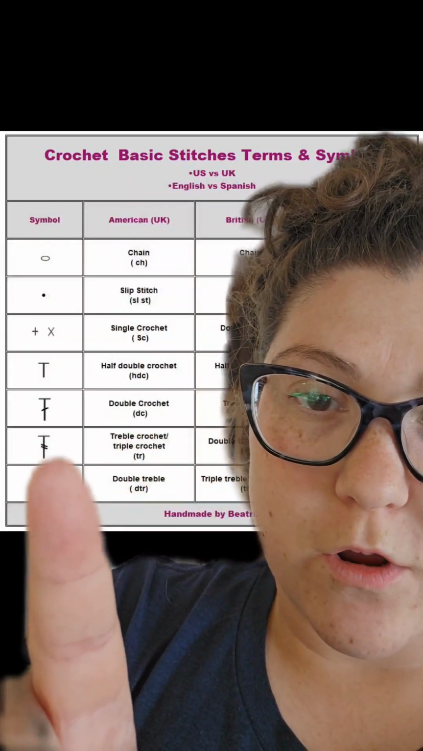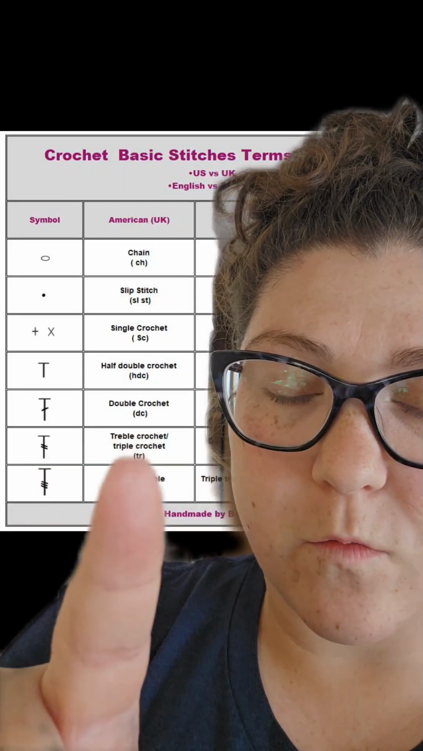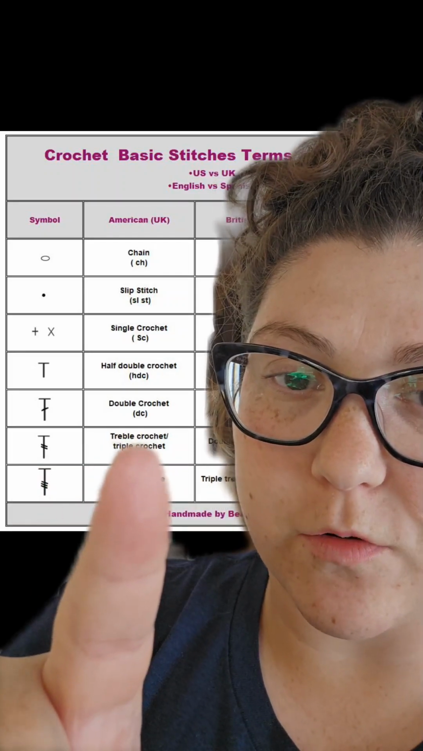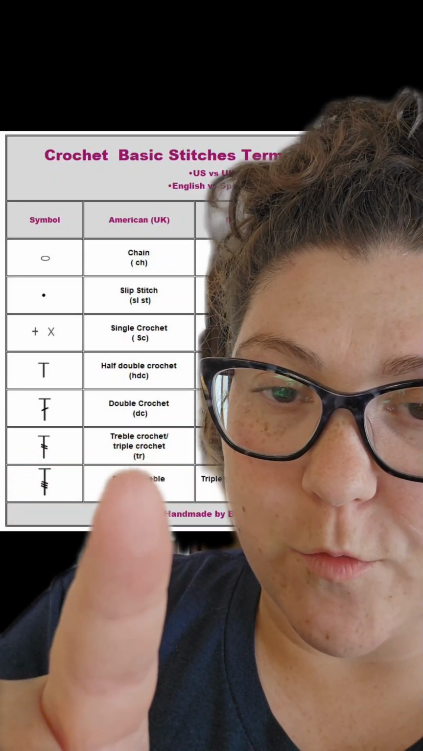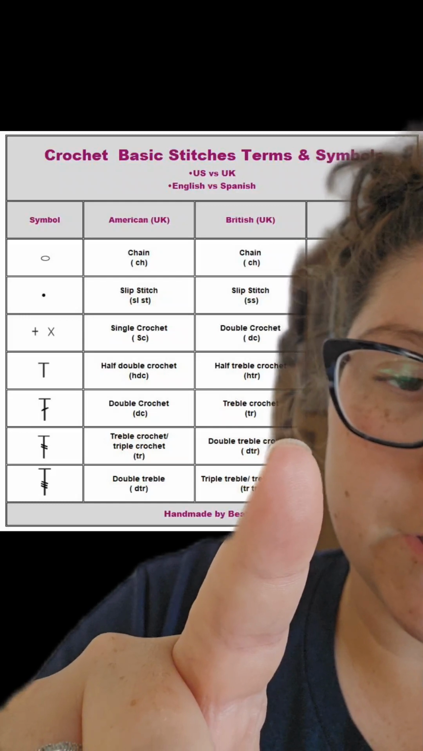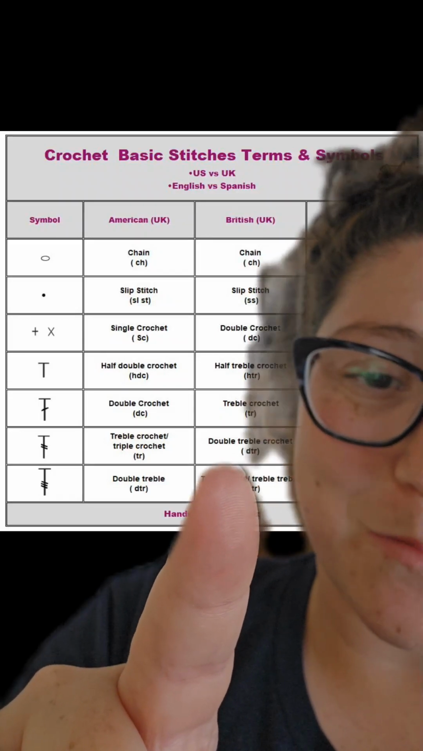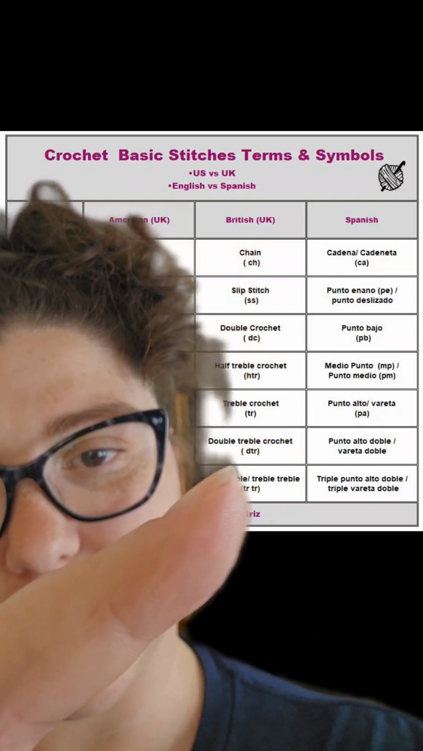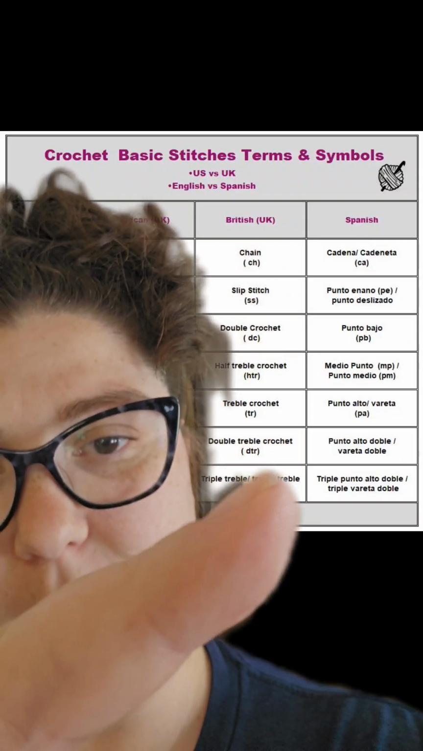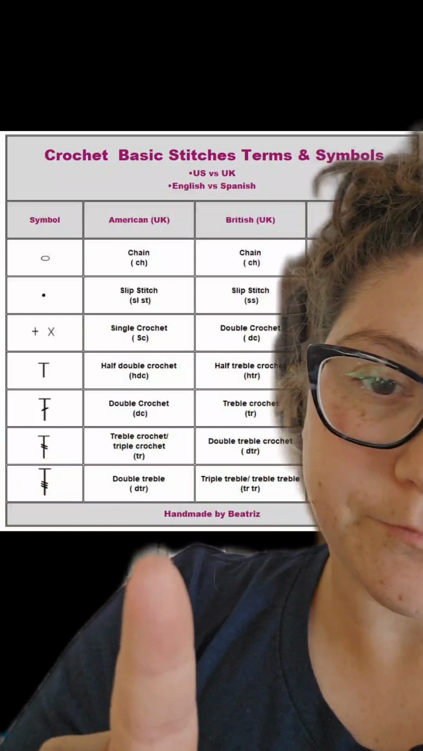And then there's two more to go. This is what I usually call a triple crochet, but it's also known as a treble crochet. And this is the symbol for it. In US terms, it's a TR. These are abbreviations, by the way, if I didn't say that. This is going to be a fun video. In UK terms, it's a double treble crochet, which is DTR. And there it is in Spanish.